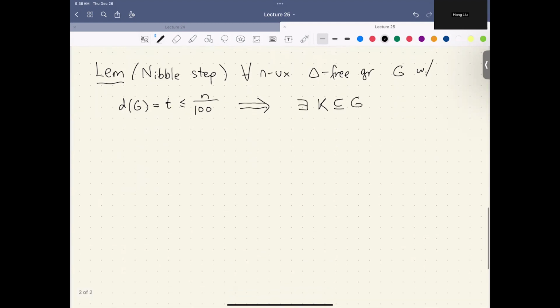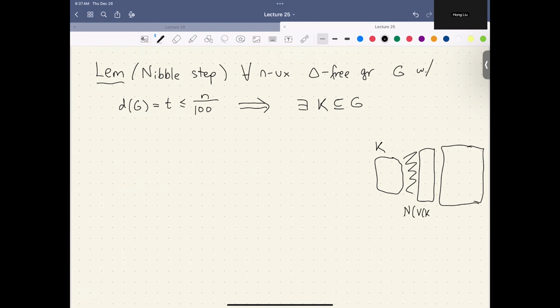So here's the picture. We can find a subgraph K. This is, let's say, the common neighborhood of, this is the neighborhood of vertices in K. Those are the vertices that have at least one neighbor in K. And the remaining graph is M. Notice that there's no edge between K and M because of this.